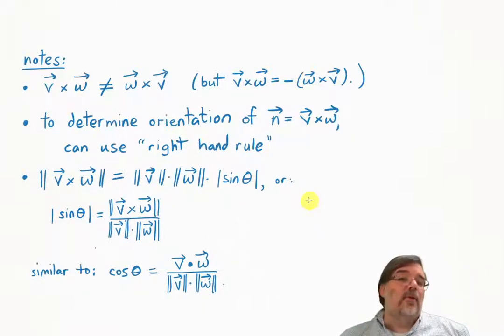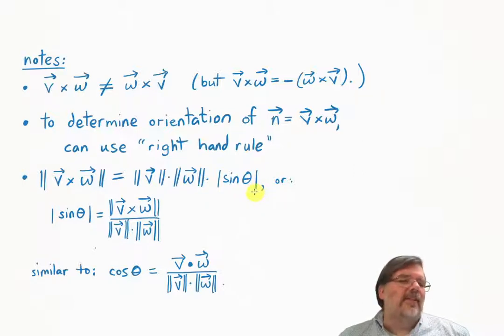Also, there's a formula for the cross product that helps you calculate the sine of an angle between the two vectors. Cross product and dot product are really very closely related. Remember how the dot product lets us calculate the cosine of the angle between the vectors? In this case, we have the following formula. The length of the cross product of V and W is equal to the length of V times the length of W times the absolute value of the sine.